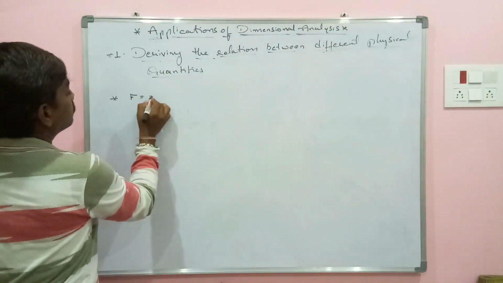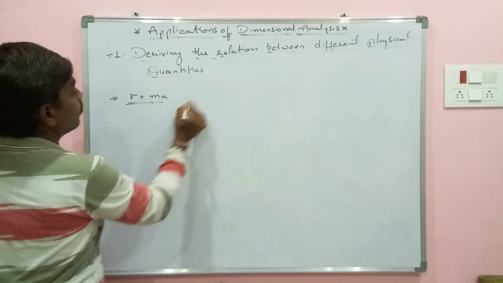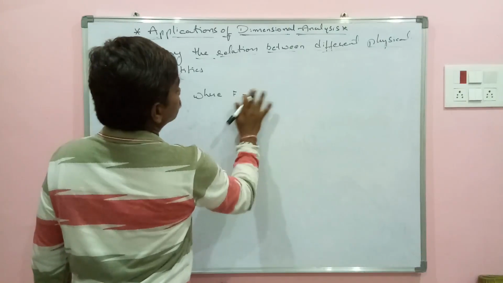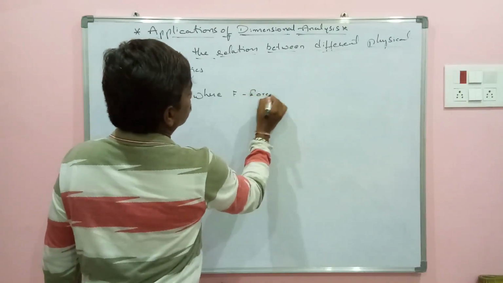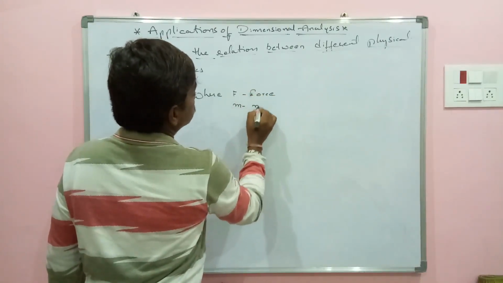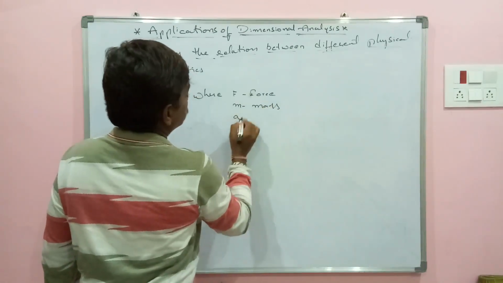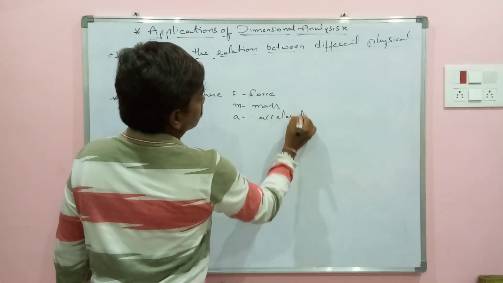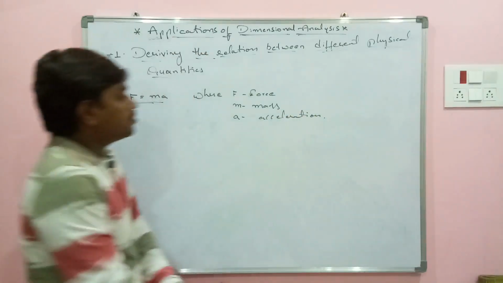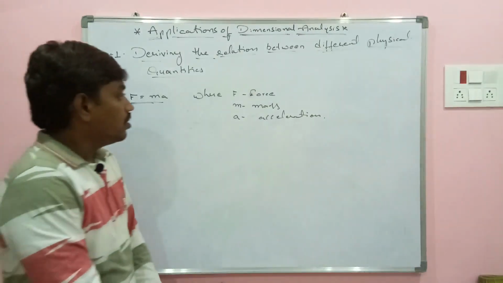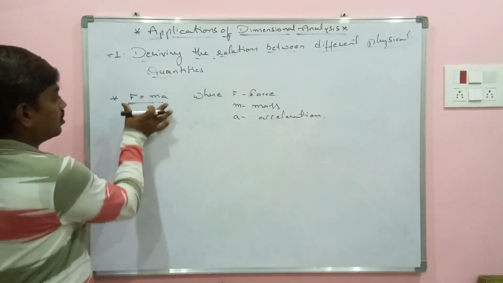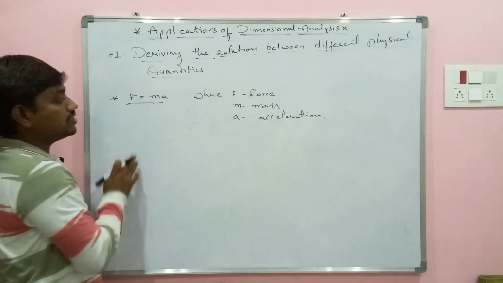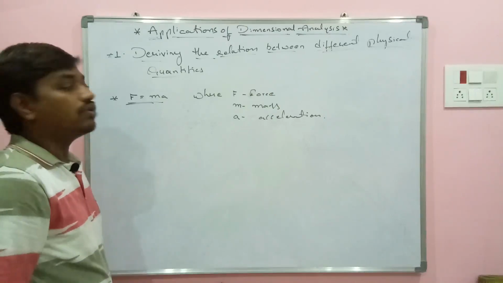F is equals to ma, where F stands for force, m stands for mass, and a stands for acceleration. So in order to derive a relation, what we need to do now, forget this now. You know, force as a physical quantity, mass as a physical quantity, and acceleration as a physical quantity.